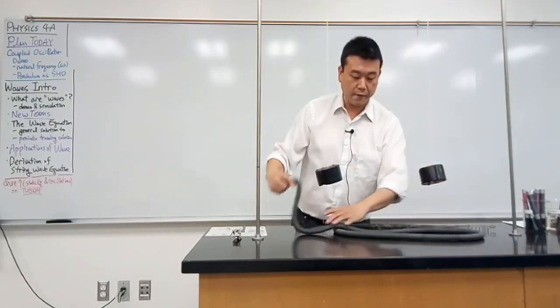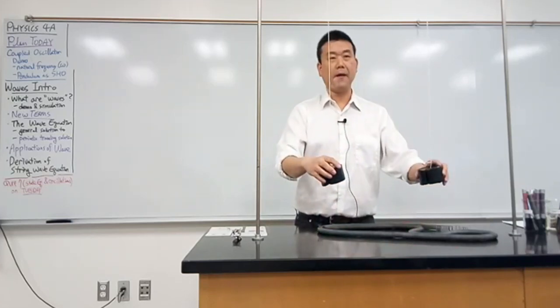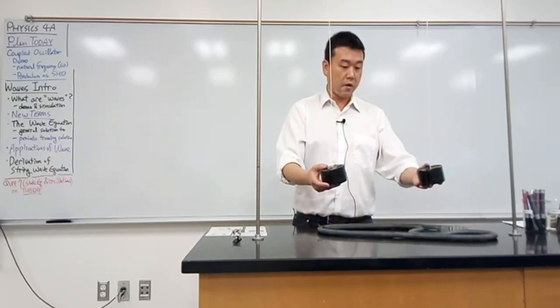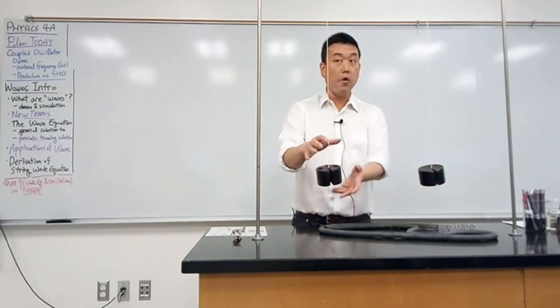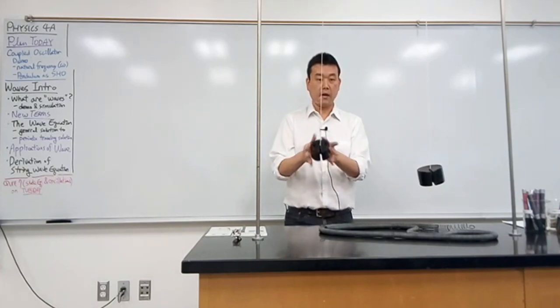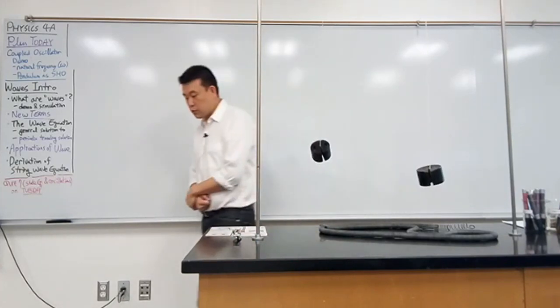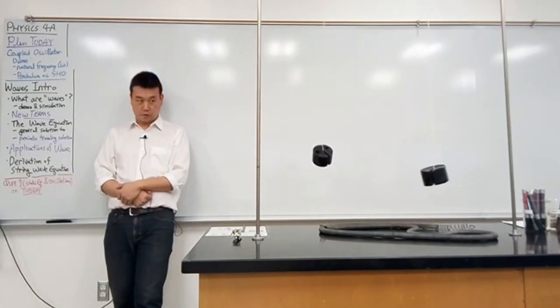I'm going to set it off so that only, let me give them a name, Alice and Bob, A and B. So I'm going to start this motion with only Alice moving. So I'm going to pull Alice back and let go. And as you watch this over a period of time, I want you to notice what happens.